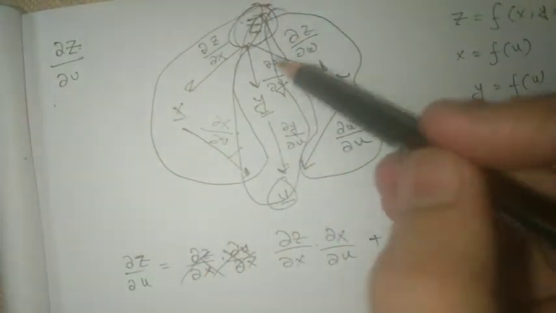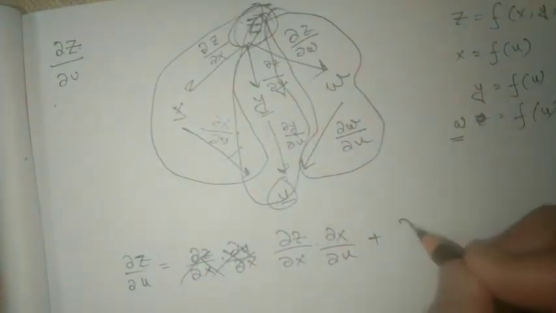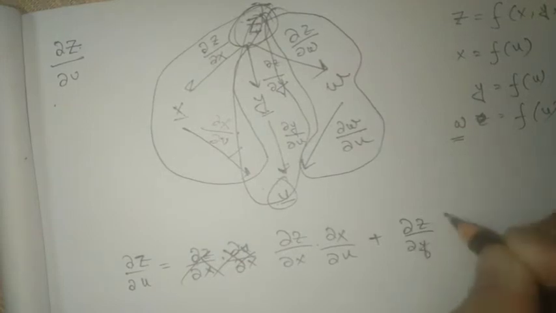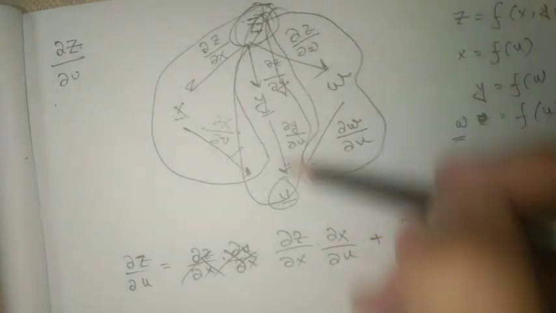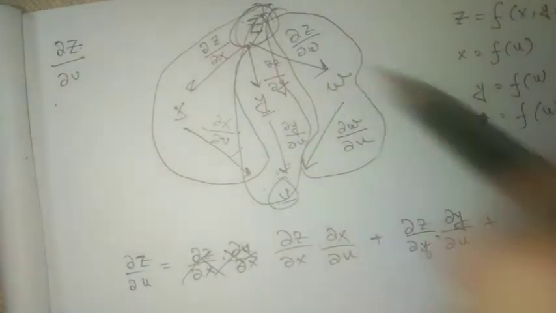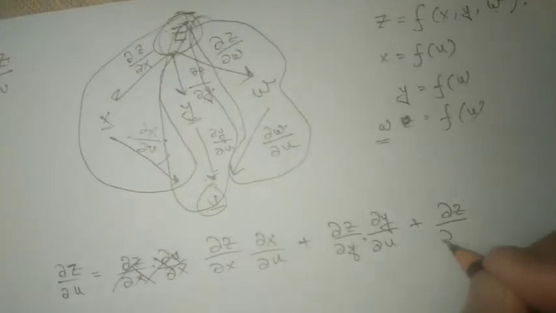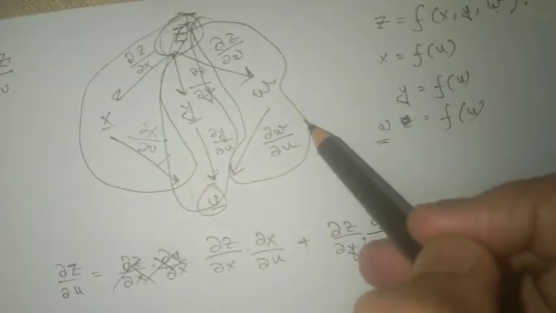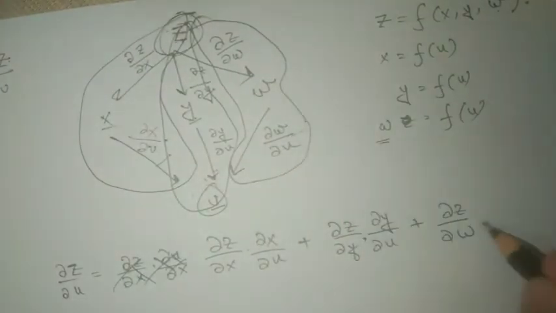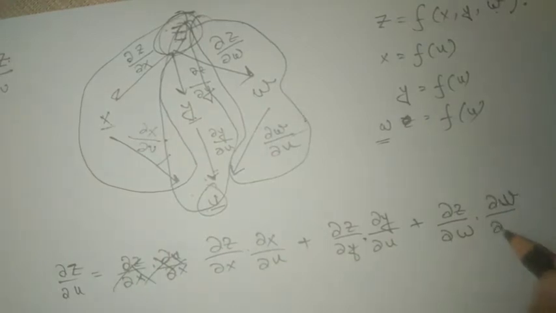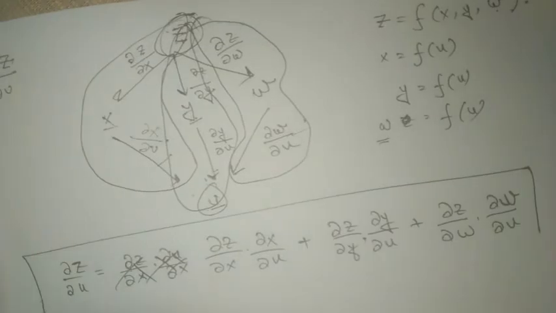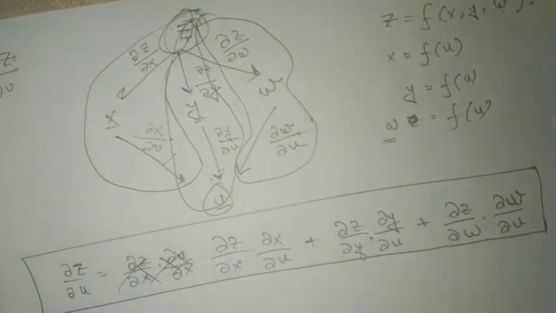This is del z del y, this is del y del u, product of the single line and sum of all the lines. Del z del w, and it is del w del u. Yeah, so this is the combination. This is the utilization of tree diagram for writing the combination.